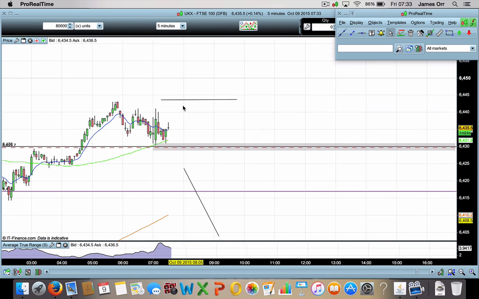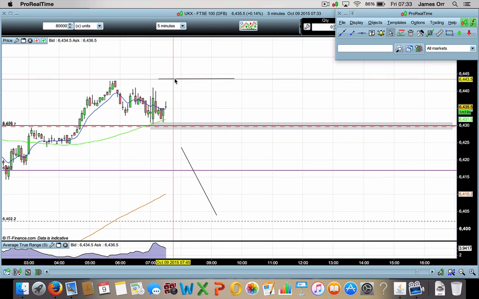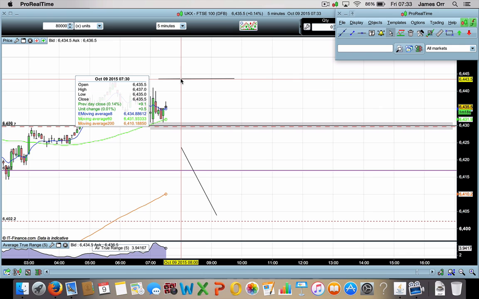I'm going to talk you through the reasons for this trade after I take the entry and after the trade completes, but that is going to be the live trade today.